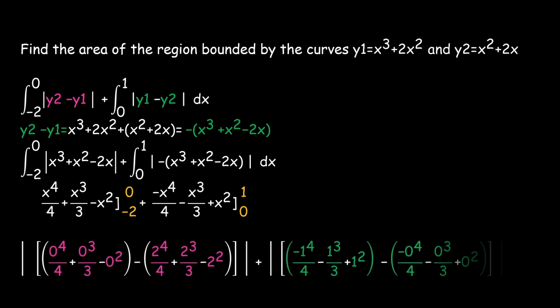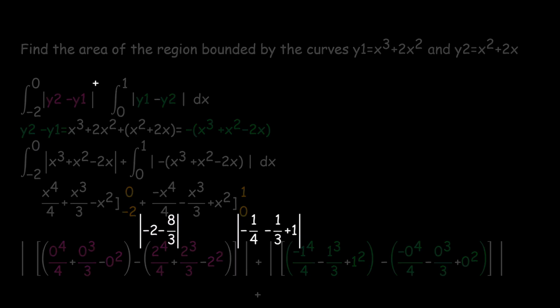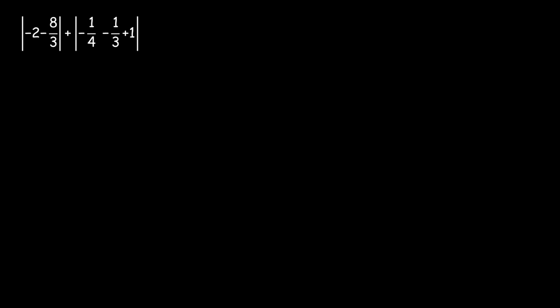Okay, so let's plug in our values. We have the pink area and the green area. You substitute all those numbers in there. That's a lot of fractions, and I know nobody likes fractions, especially students. So when you work that out, it should give you the absolute value of -2 minus 8/3 plus the absolute value of -1/4 minus 1/3 plus 1. Okay, that gives us 14 over 3 plus 5/12. Simplifying using a common denominator should give us 101 over 12 square units.